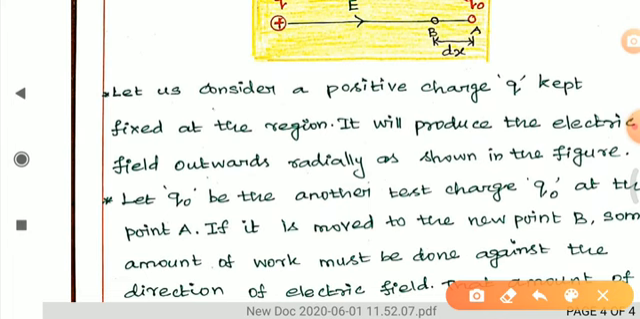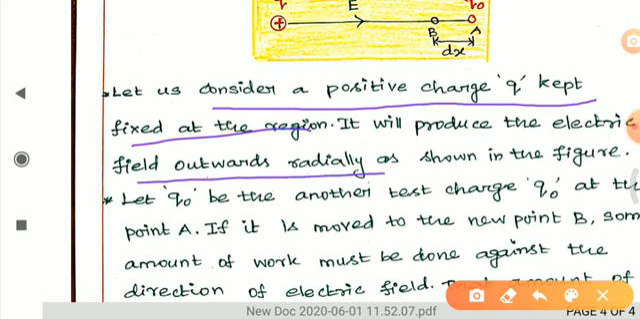Here I wrote the consideration, right? Let us consider the positive charge kept fixed at the origin. It will produce some electric field radially outwards. Then if Q naught is another charge, that is the test charge, kept at the point A. Now we are imagining the test charge is kept at the point A.